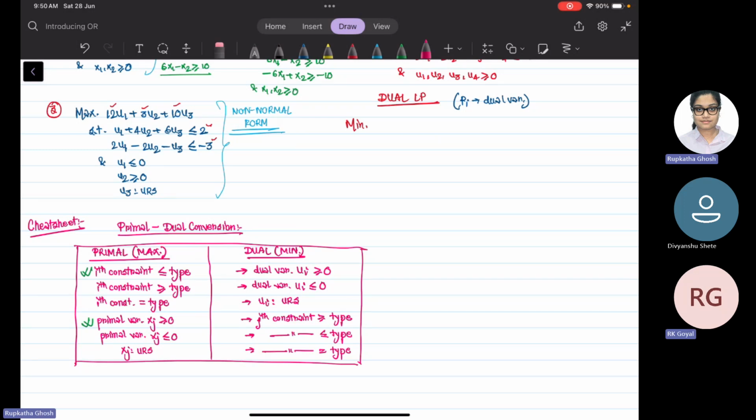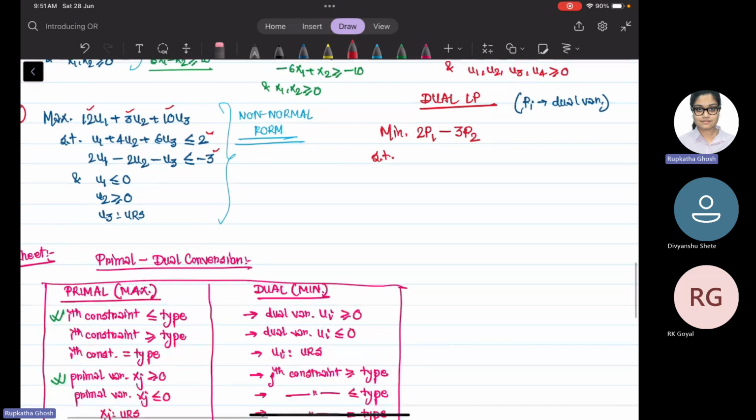So how many constraints will you have in your dual model? Since there are three variables in the objective function, you'll have three constraints in your dual model, and two decision variables. So minimize 2p1 minus 3p2. Subject to, now I will simply write the equations first, but not put any sign. That is the first thing that you do when trying to formulate a dual.